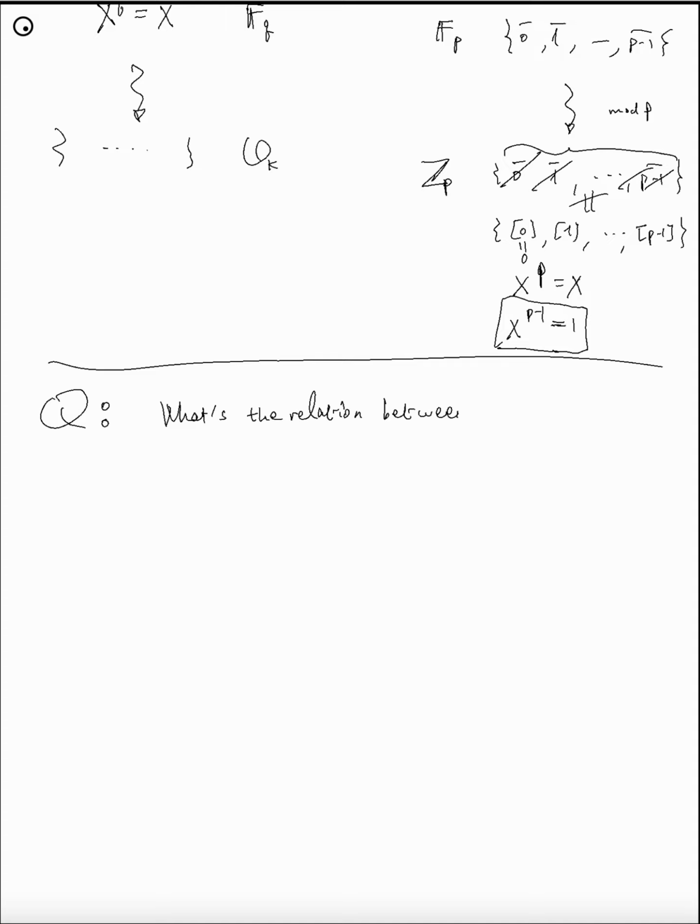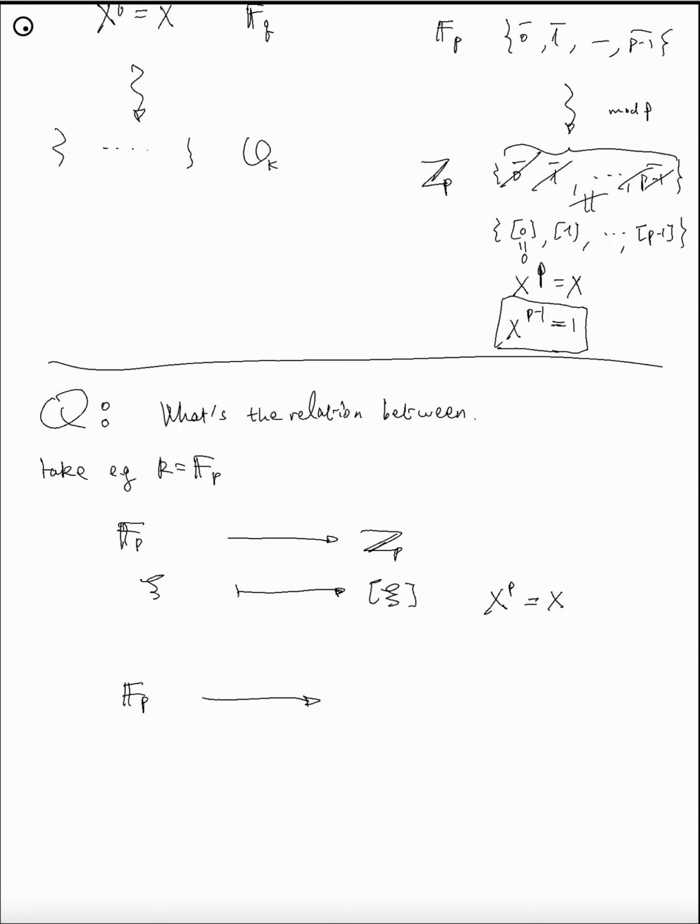Between, let's take an easy example, k equals Fp. What's the relation between the Teichmuller lift from Fp to Zp, which maps c to its Teichmuller lift by solving x to the power p equals x, and the more abstract one, using the Witt ring, which is isomorphic to Zp? There's also a Teichmuller lift there, which is just the element of this ring with x in the zeroth component and zero everywhere else. What's the relation between these two?